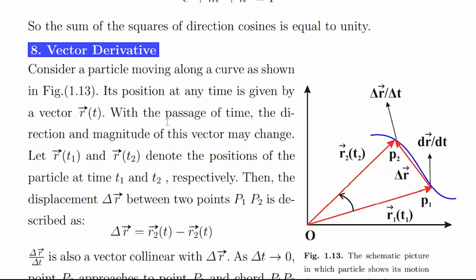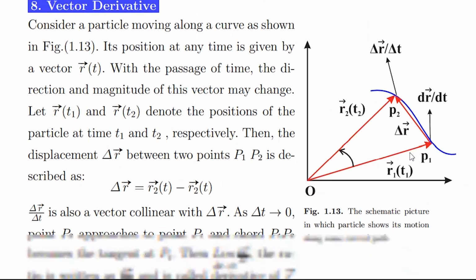Now we will discuss vector derivatives. In mechanics, a vector is a quantity which is used to describe direction. That's why its derivative is also important, because the derivative of a vector gives a somewhat new quantity. For example, velocity is defined as the rate of change of displacement, and acceleration is defined as the rate of change of velocity, and so on.